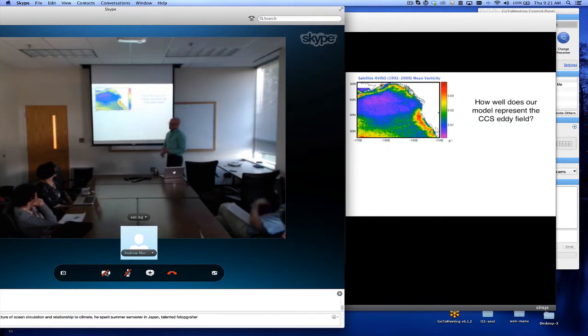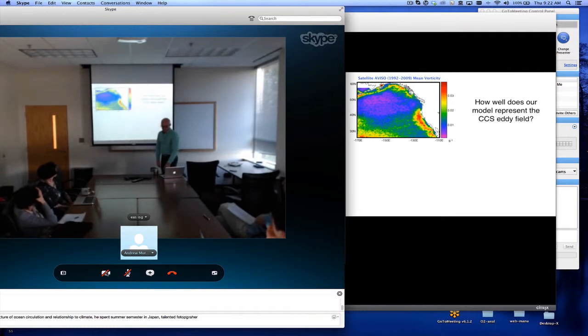So the first question is how well our model represents the California current system eddy field. This is RMS vorticity from satellite observations, 1992-2009. And you can see that there's a robust area of eddy activity offshore the California current. And you can see the signature of their propagation to the west.